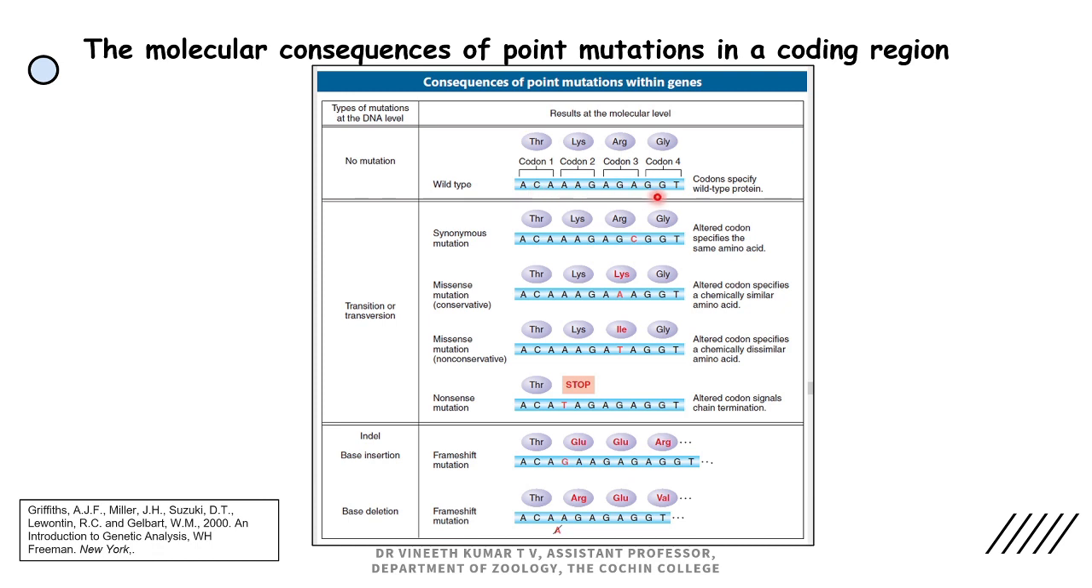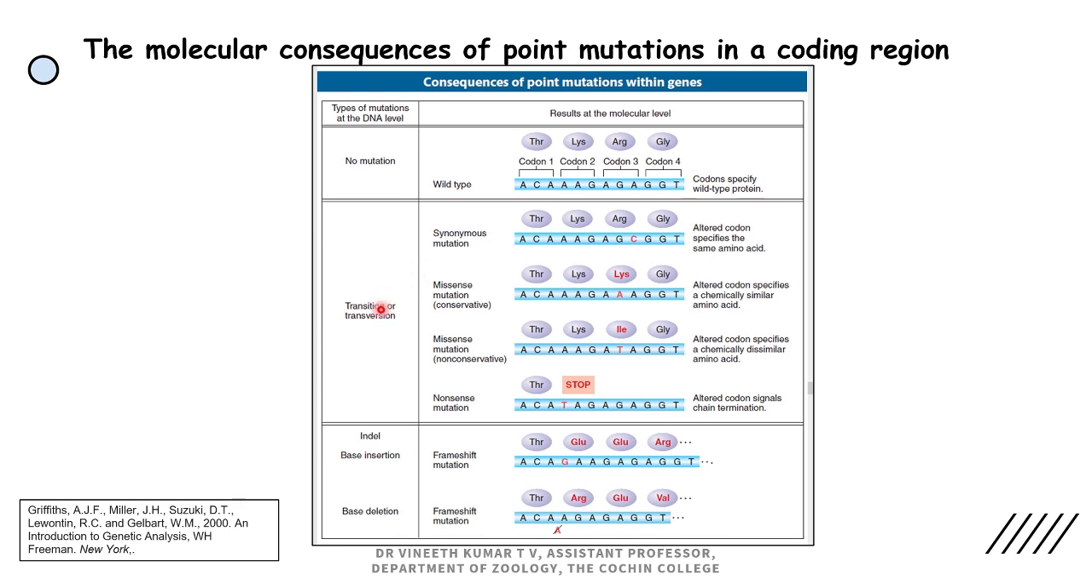So now we are going to see what the effects of point mutations are, or what will happen when a point mutation happens in this particular region. First we are going to discuss the major one, which is base substitution. So this is base substitution. It can be either transition or transversion.